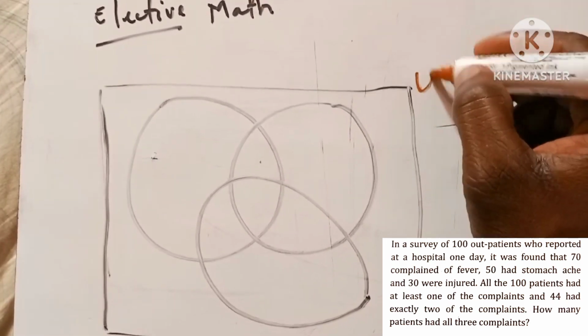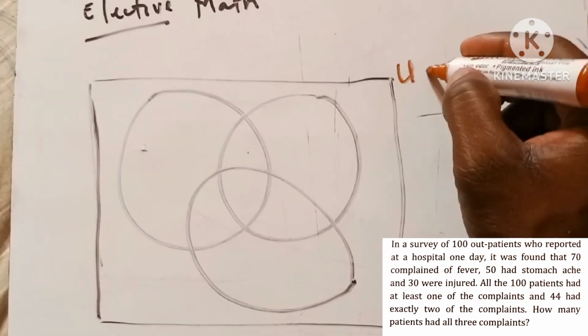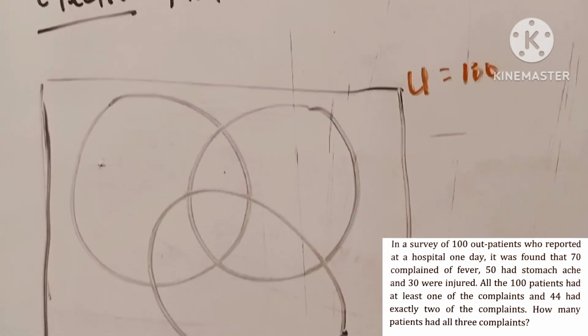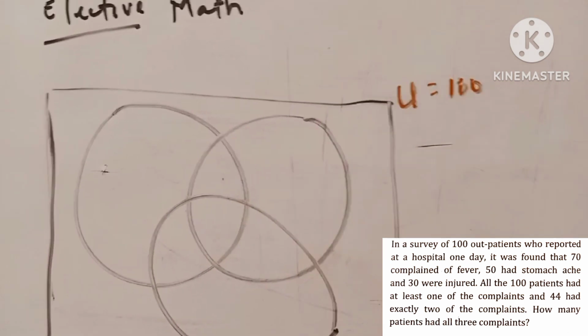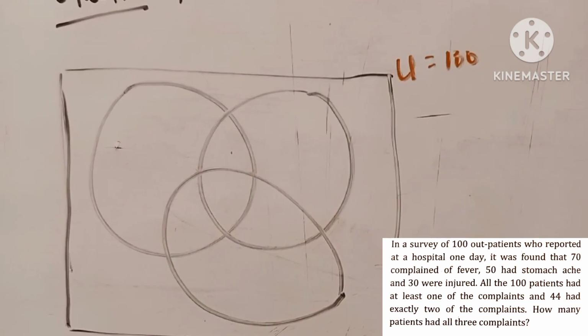So you have U here, which is the universal set. The universal set gives the whole estate, right? So how many people are there? 100, right? So 100 people are in the estate. Now, what is the arrangement here? That is the hospital in this case, relating to our question, right?